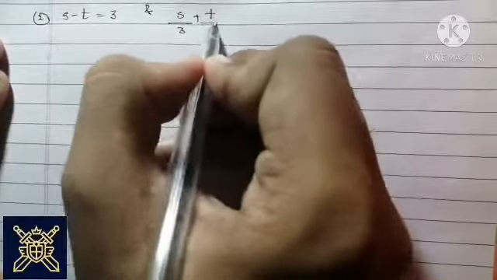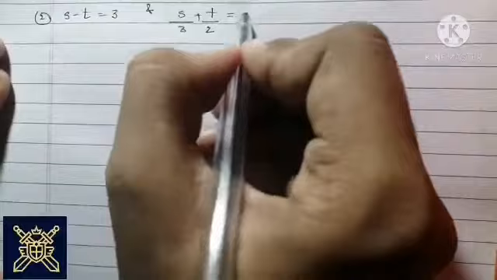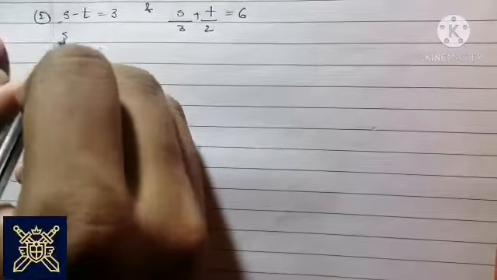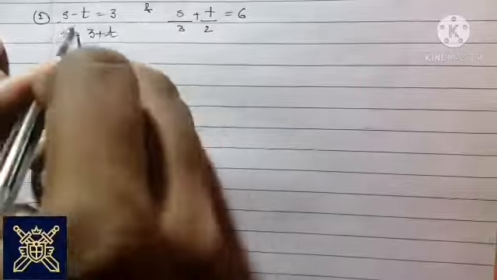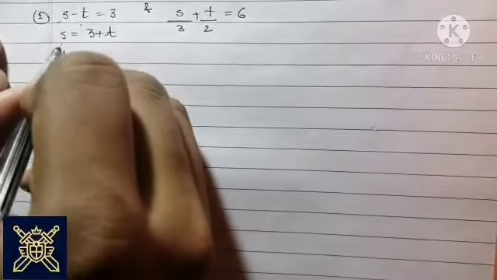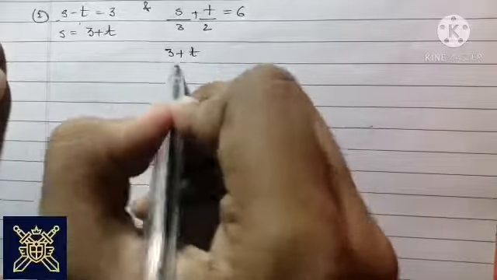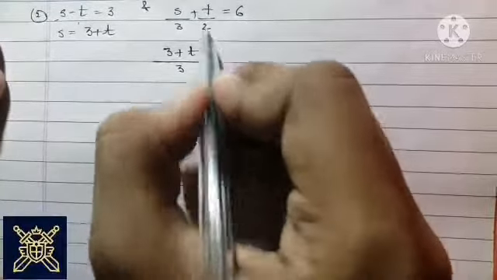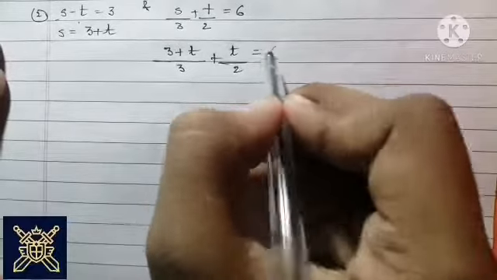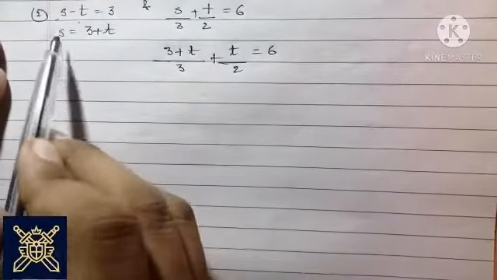For the second part, the pair of equations is s minus t is equal to 3 and s by 3 plus t by 2 is equal to 6. From here we can see that s is equal to 3 plus t. Minus goes over that side to become positive. Now we will put this value over here. So s has to be replaced by 3 plus t. So here we can write that (3 plus t) upon 3 plus t by 2 as it is, and this is equal to 6. We have just put the value from here to here.